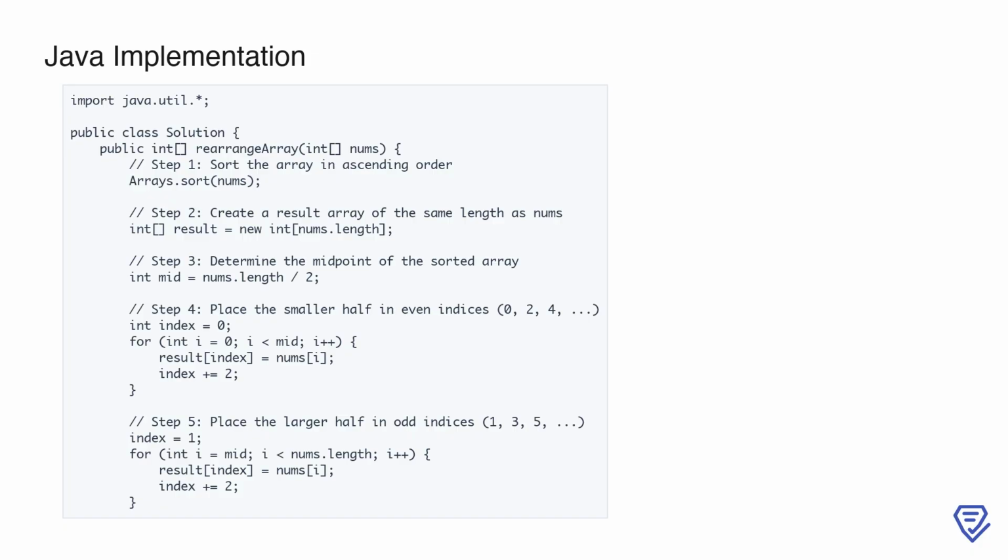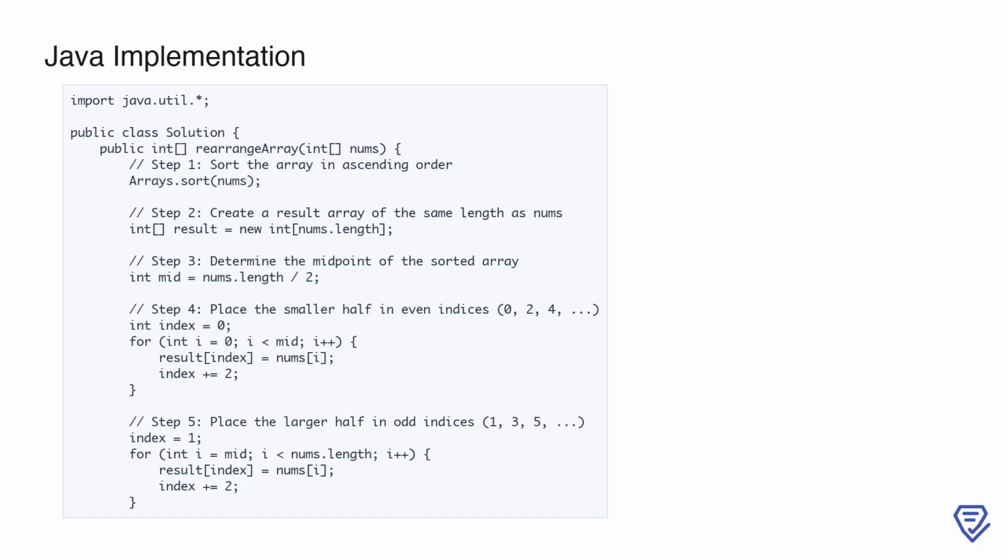Next, we create a result array of the same length as nums. This will hold the rearranged elements. To facilitate the rearrangement, we calculate the midpoint of the sorted array. This midpoint helps us divide the array into two halves, the smaller half, which will be placed at even indices, and the larger half, which will be placed at odd indices.